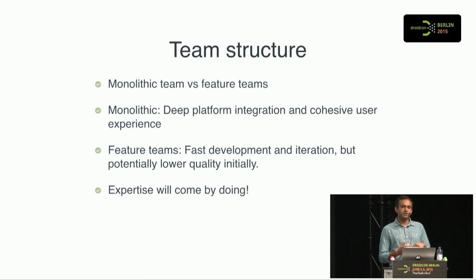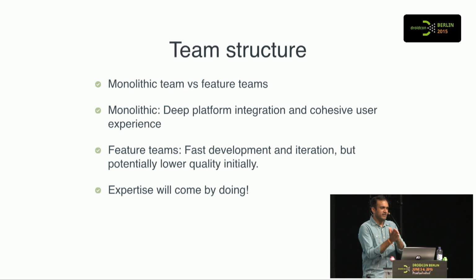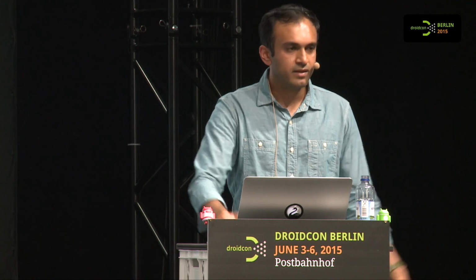Expertise will come by doing. So you want to make sure that the folks on the feature teams aren't basically working on Android for 3 months and then jumping to iOS for another 3 months and then jumping to web for the next month. You want to make sure that they specialize in something. And during the Q&A, I would love to hear if any of you have done this and what works and what doesn't work.